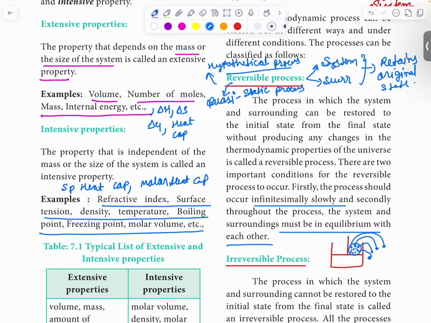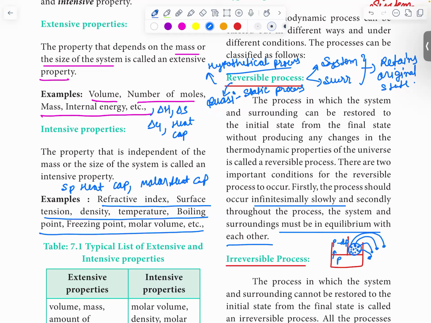Then the process is slow, because as soon as you take one grain out of the sandbag, the pressure above the piston becomes P minus dp. The pressure inside the piston is P. So there is a very slight dx amount, and the piston will move upward.